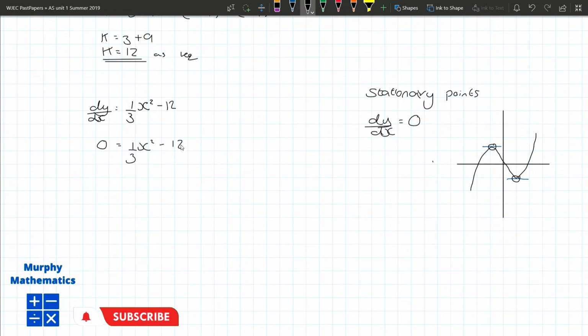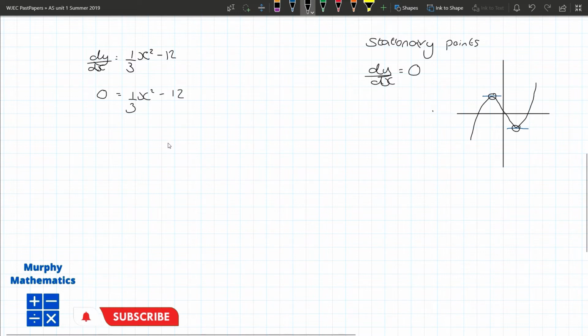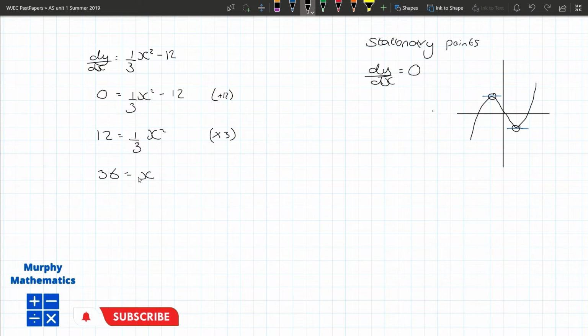Okay, so we only have one unknown again. So what we can do is just rearrange and solve. So I'm going to add 12 to both sides of this equation, and so I'll get 12 equals 1/3 x squared, and then I'm going to times it by 3. So I'm going to have 36 equals x squared, and then I'm going to root both sides.